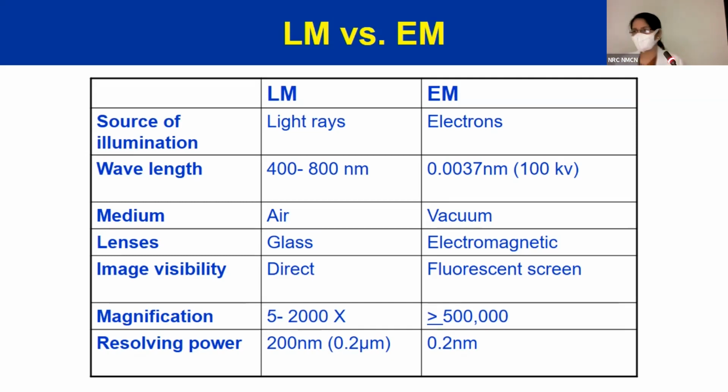And lenses, as I said, are electromagnetic. The screen that we see is a fluorescent screen. I'll show you in one of the figures. So when the electron beam strikes the screen, it fluoresces, and therefore you can look at it.